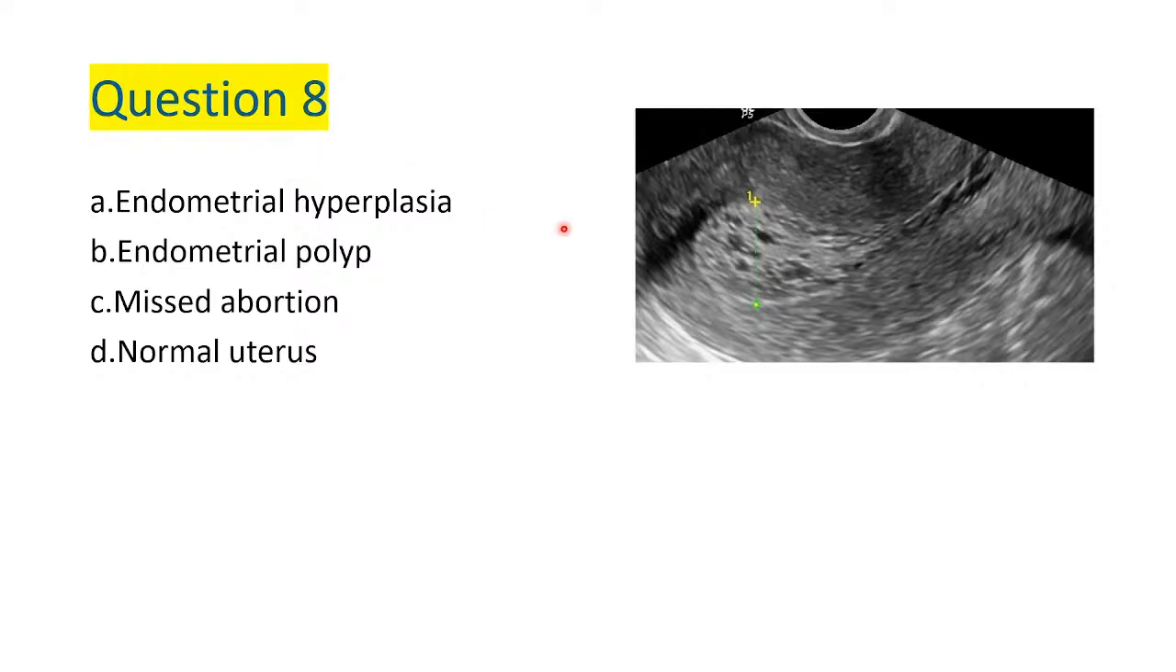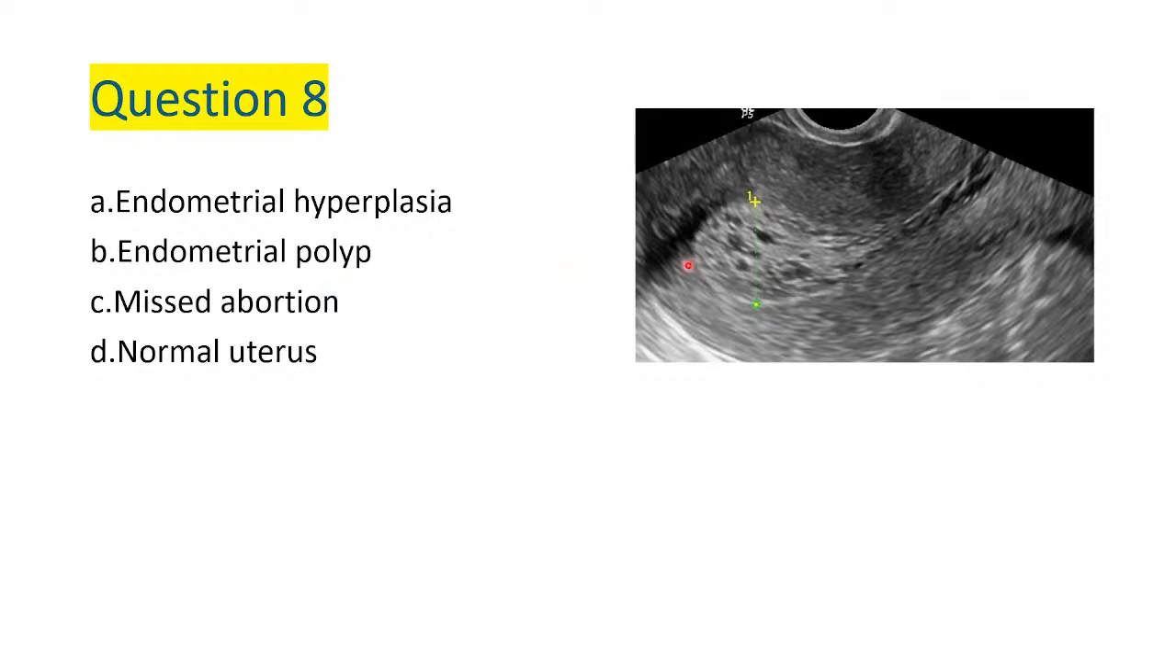Question number 8. So you can see the uterus there. You can see this is the endometrium, which is thick, and then you can see there are cystic spaces inside. So what is that? This is what's called endometrial hyperplasia. But when you see endometrial hyperplasia of this nature, you must also give endometrial cancer as a differential. So they need to do further investigations to exclude endometrial cancer. So this is a thickened endometrium which is in keeping or consistent with endometrial hyperplasia.